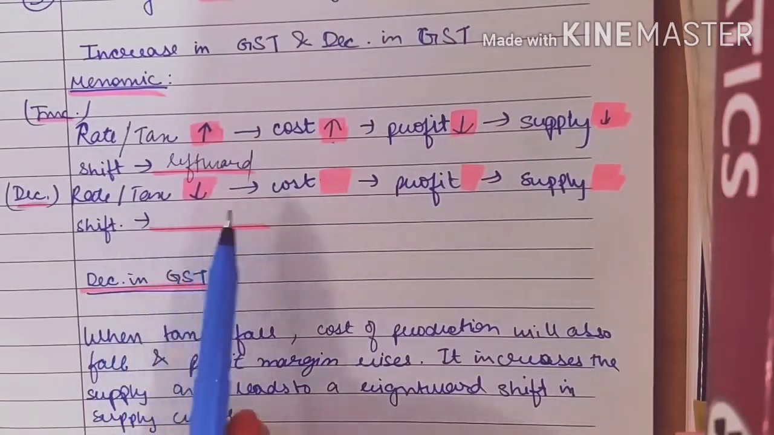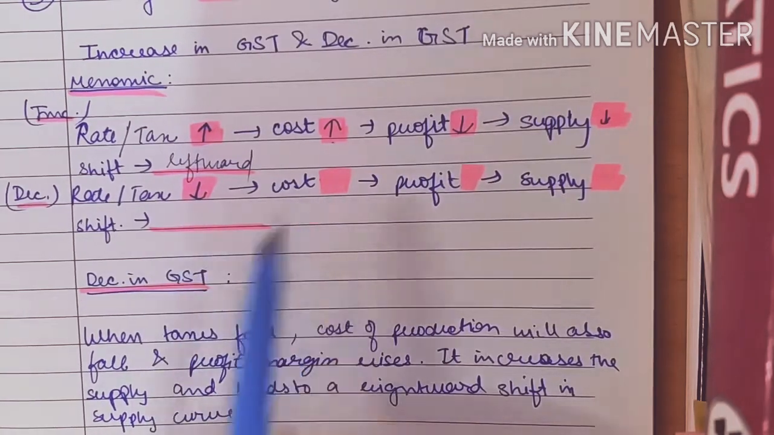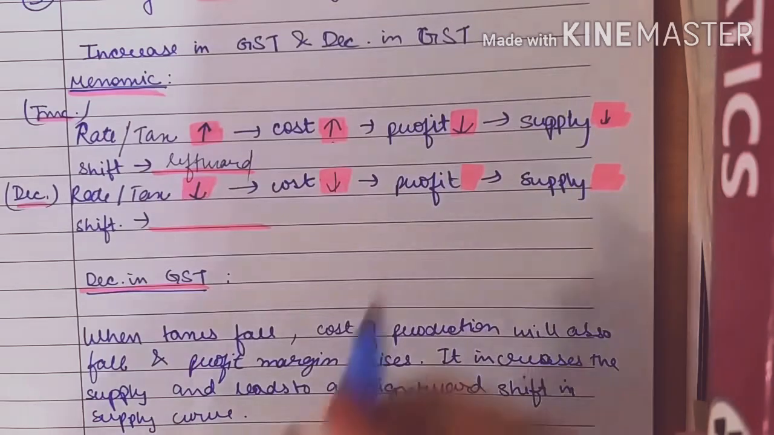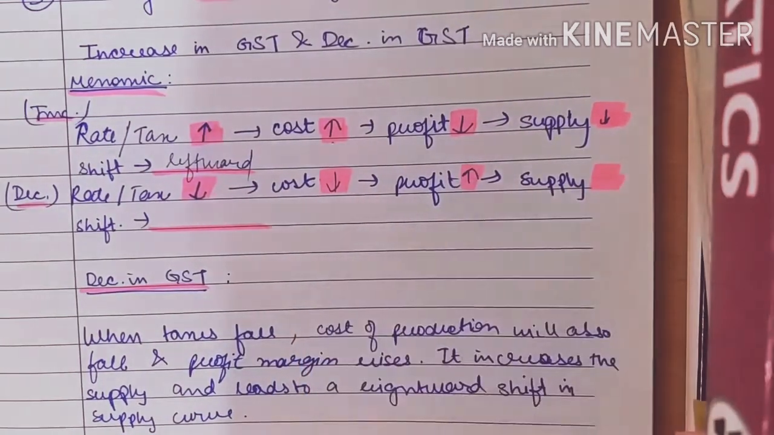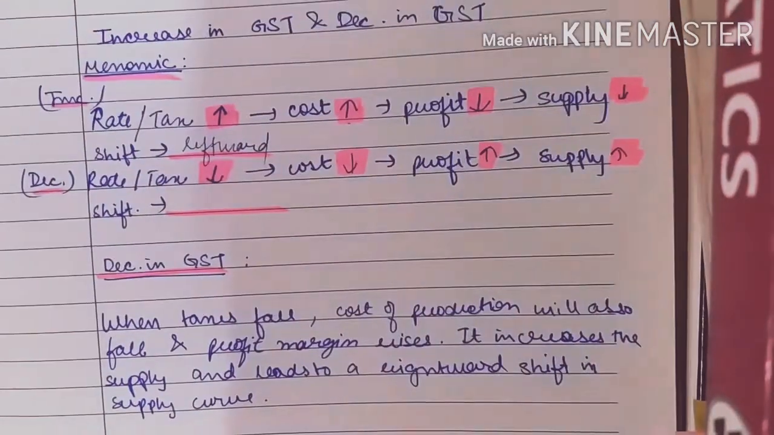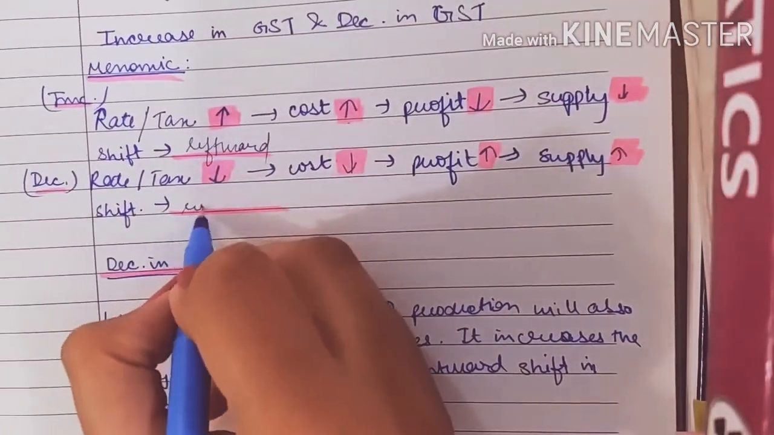Rate or taxes decrease. Cost will also decrease. Profit will increase and supply will also increase. Hence, there will be a rightward shift.